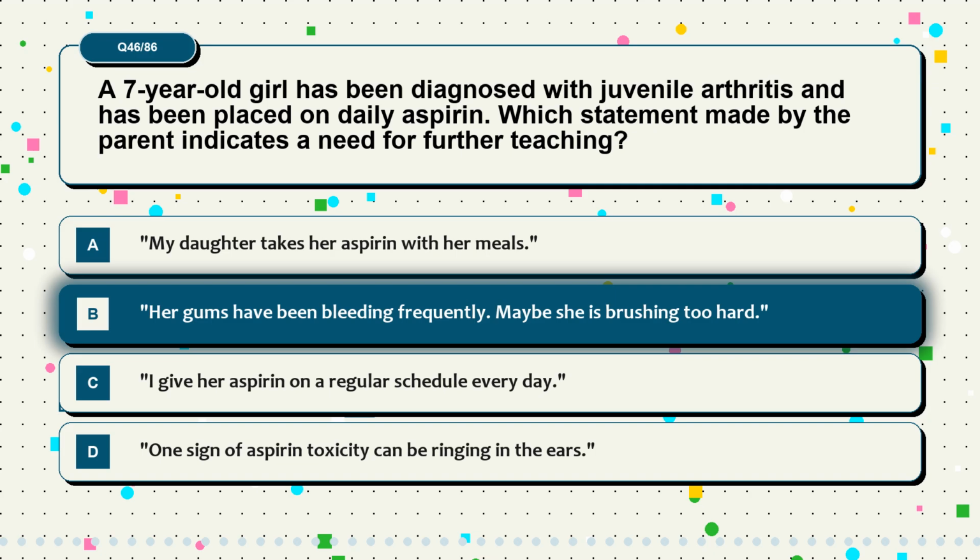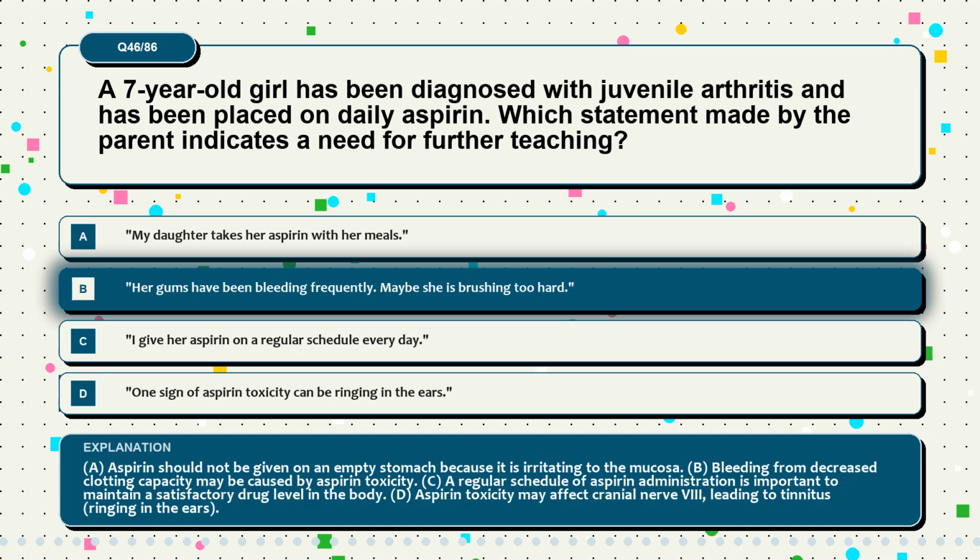The correct answer is option B. Her gums have been bleeding frequently. Maybe she is brushing too hard. A. Aspirin should not be given on an empty stomach because it is irritating to the mucosa. B. Bleeding from decreased clotting capacity may be caused by aspirin toxicity. C. A regular schedule of aspirin administration is important to maintain a satisfactory drug level in the body. D. Aspirin toxicity may affect cranial nerve VIII, leading to tinnitus, ringing in the ears.